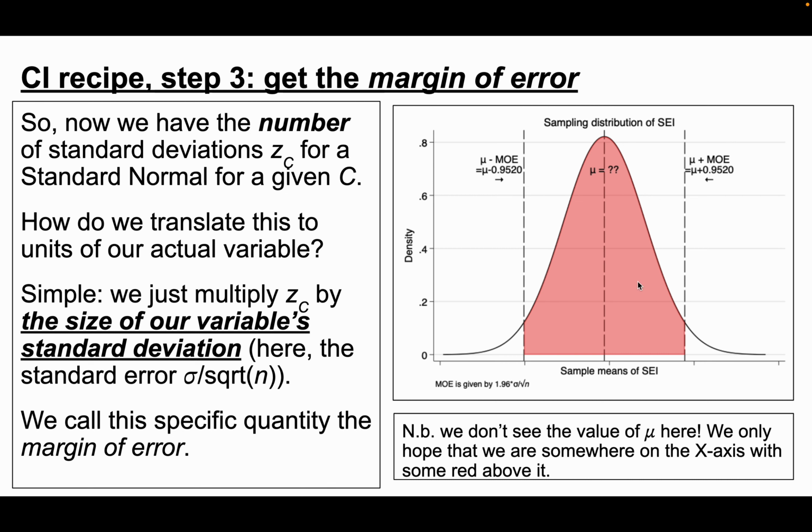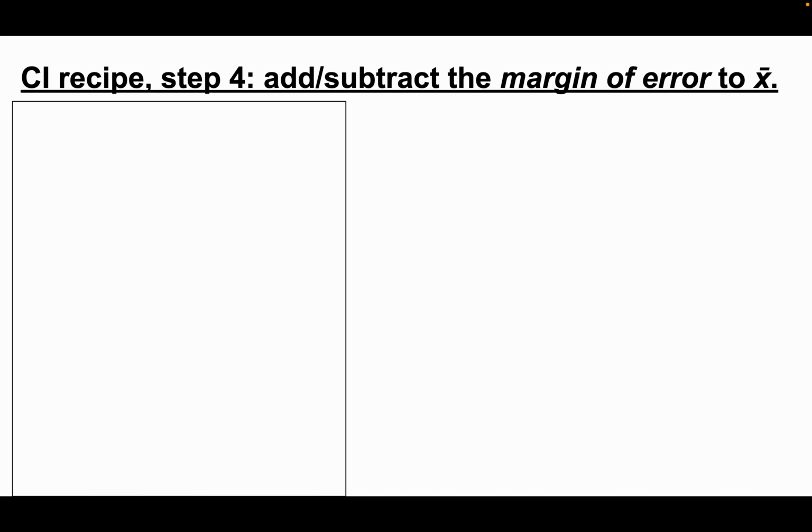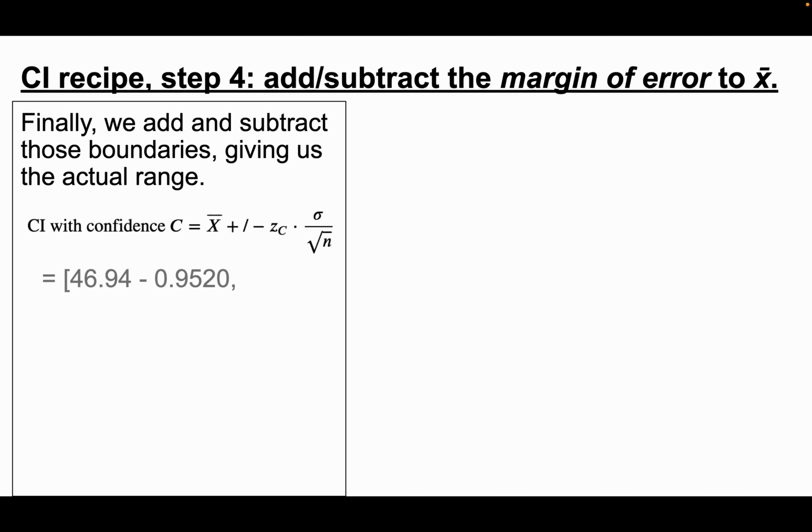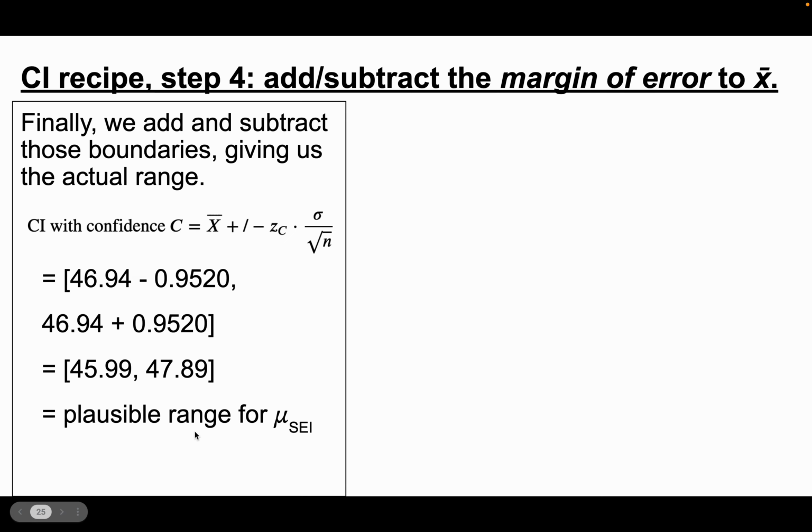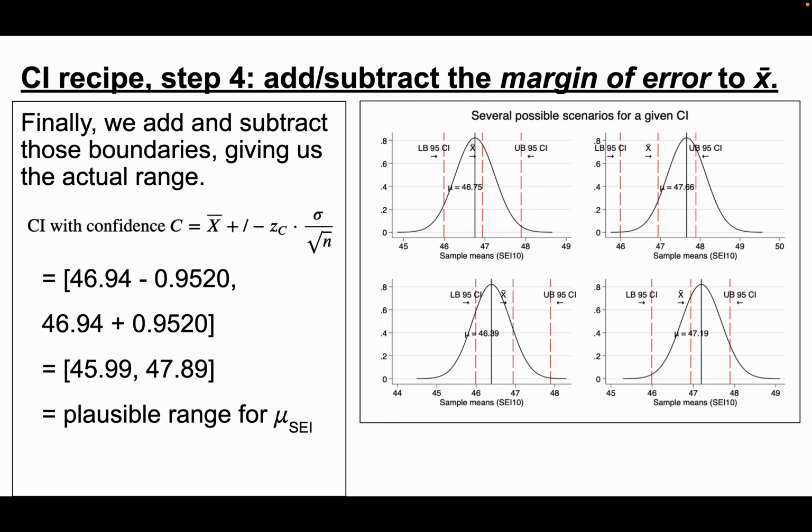Now, the nice thing is that even if we don't have a sample mean that's centered right at mu, we know that adding and subtracting this margin of error to our sample mean, if it's, say, over here, or if it's over here, or if it's over here, is going to capture mu in its boundaries. So what we do then is we just add and subtract that margin of error to x. So in this case, we do that here. This part's just arithmetic. And this gives us a plausible range for mu of the socioeconomic index. This is what that looks like.